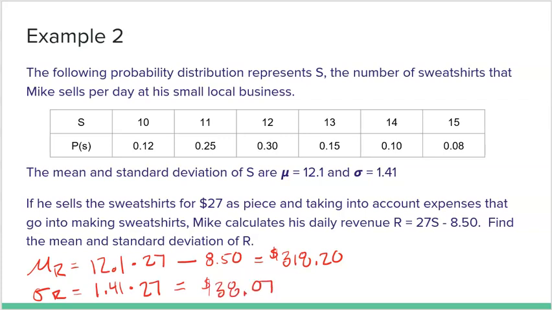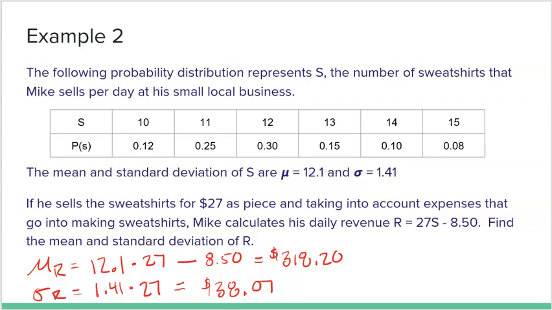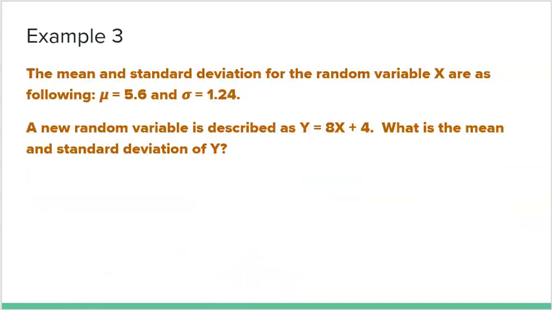I just do the 1.41 times 27, which is again $38.07. So this is important to note, that rule that we talked about here at the very bottom, that multiplication affects everybody, but addition or subtraction of a constant only affects the mean. So that is why I did not subtract the $8.50 that is due to expenses. I only did that for the mean. So again, pretty easy. Let's do one more example.